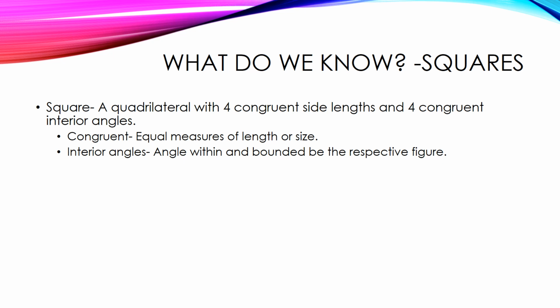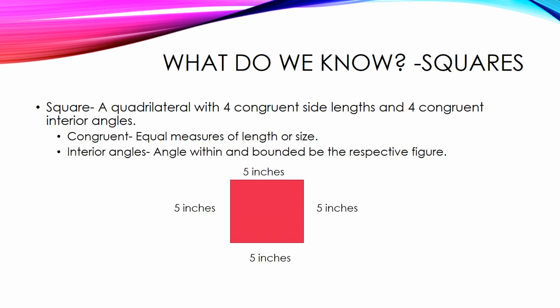What do we know about squares? A square is a quadrilateral with 4 congruent sides and 4 congruent interior angles. Congruent means equal measures of length or size. Interior angles means angles within and bounded by the respective figure. So here we have a square, and we're showing on all sides that the measure is the same, so therefore all sides are congruent. And this is an example of an interior angle.